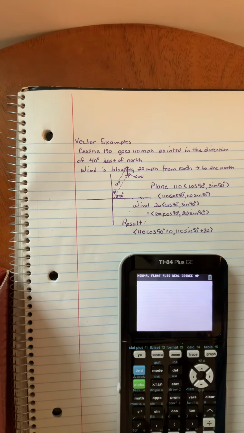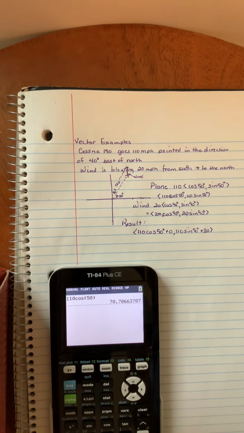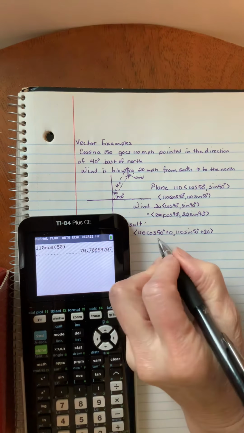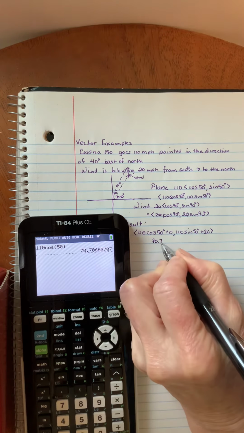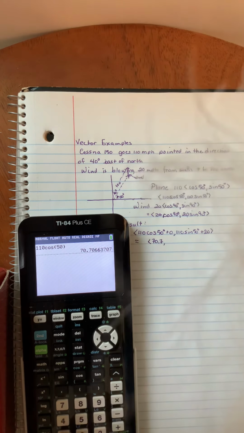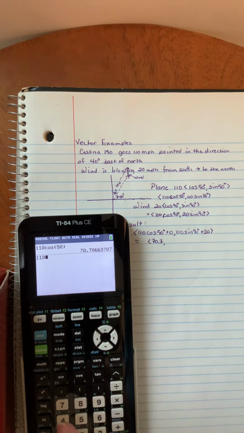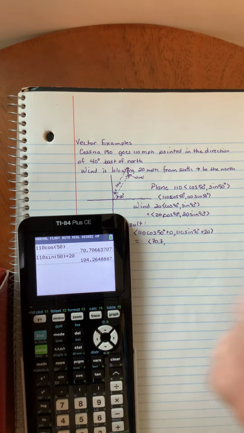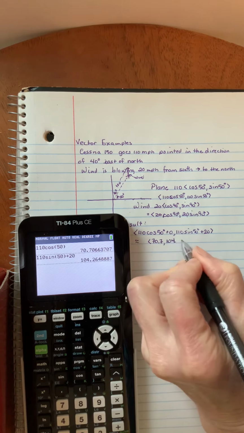So if I do this, I've got 110 times the cosine of 50, and I've got my calculator in degrees. So that is, and I'm going to be approximate here, 70.7. Okay, so this is approximate, 70.7. And I'm going to take 110 times the sine of 50, close that, and add 20. So that one's 104.3.